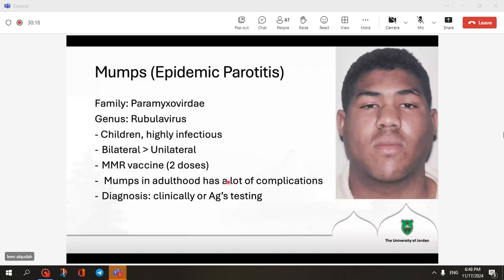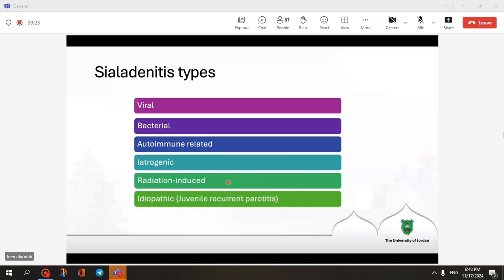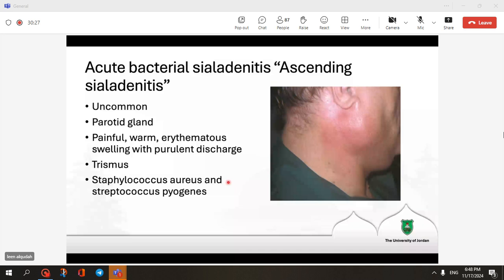Now let's cover the second type of sialadenitis, which is the bacterial. There's acute bacterial sialadenitis, and if it's not treated, it becomes chronic. Another name that people like to use is ascending sialadenitis, because the bacteria allegedly ascend from the oral cavity to the parotid duct. But I don't like that terminology. I had to put it there because it's in your book. But the preferred terminology would be acute bacterial sialadenitis.